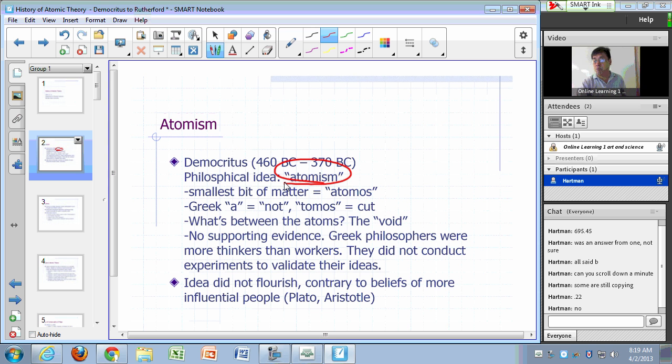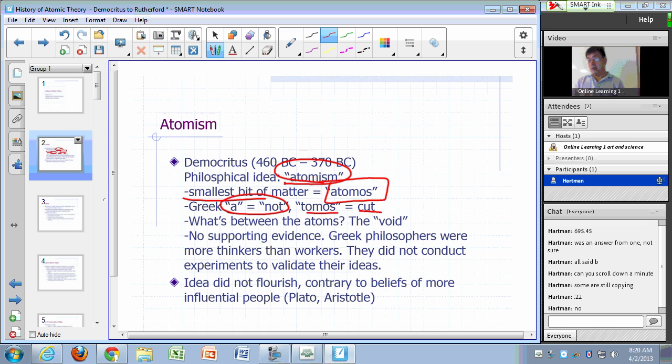So once you get to the point where you have the smallest possible bit of matter, Democritus said what you have there is called an atomos. Okay, A in Greek is a prefix, which means not. Tomos is cut. So atomos means cannot be cut. So the philosophy of atomism basically says that ultimately, once you cut everything up into little pieces, you get to a point where you can't cut it anymore into even smaller pieces. And so that smallest possible bit of matter that you have is called the atom.